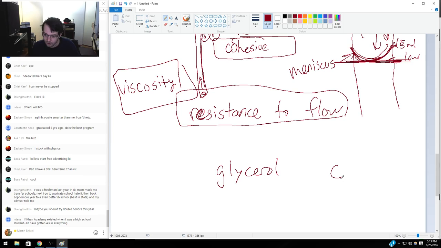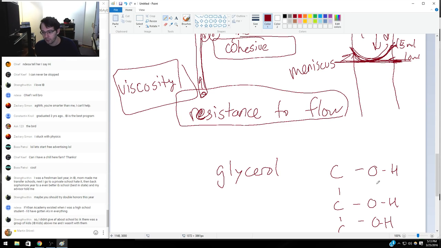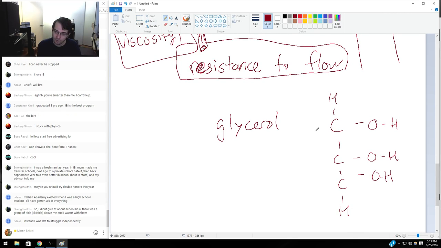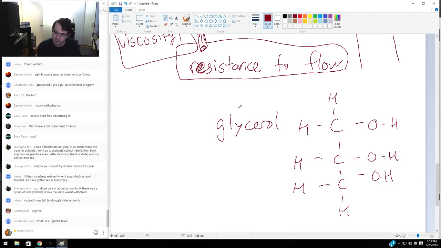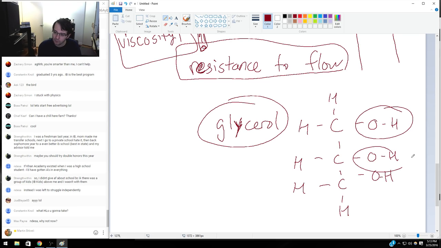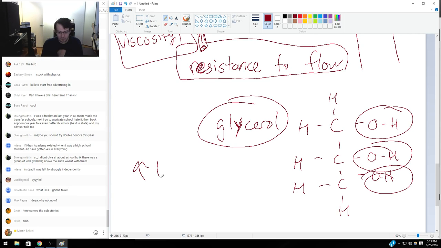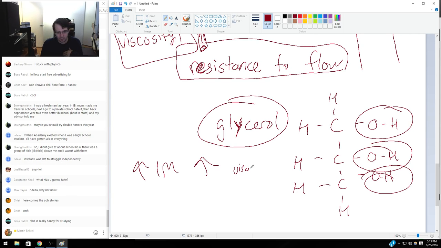And glycerol is interesting. It's got this structure. It's got a bunch of OH groups, and you can tell they're polar. They're very polar OH groups. They form hydrogen bonds, in fact. They're that polar. So the point is that you're going to have a big resistance to flow. It's going to be sort of sticky, if you will, glycerol, because of these intermolecular forces that come from these dipoles. So that's what viscosity is. And high intermolecular forces is high viscosity, and vice versa.